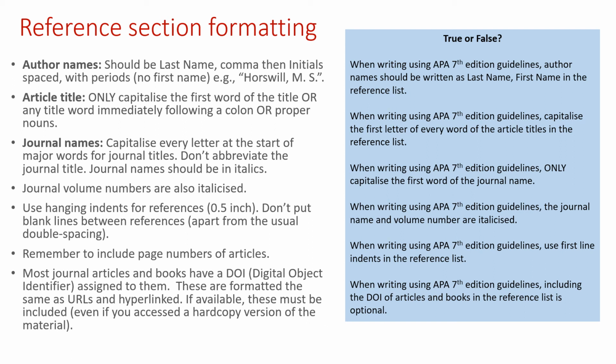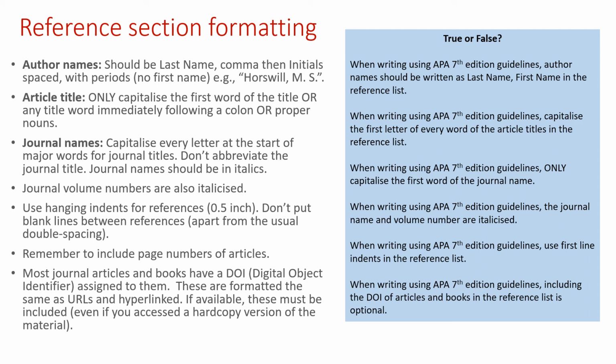True or false? When writing using APA 7th edition guidelines, the author name should be written as last name, comma, first name in the reference list. This is false. It's not last name, first name, it's last name, initials. Question 2. When writing using APA 7th edition guidelines, capitalize the first letter of every word of the article titles in the reference list. No, that's false. You only have to capitalize the first word of the title in your reference list.